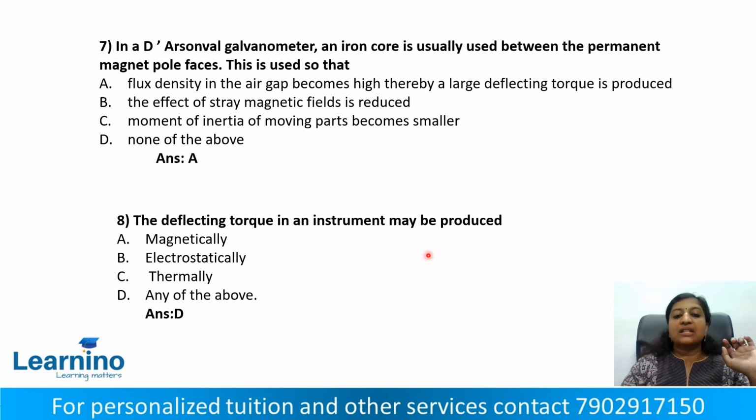Question number 8. The deflecting torque in an instrument may be produced magnetically, electrostatically, thermally. All of these are correct, so we can give any of the above. Okay.